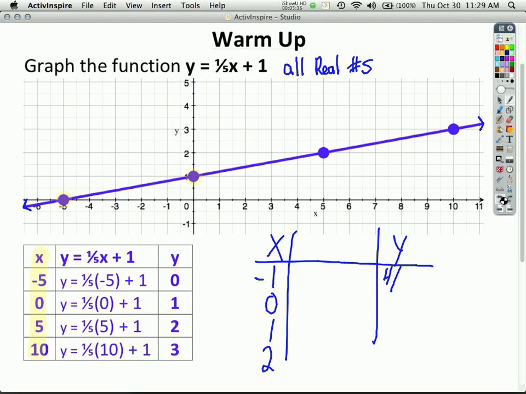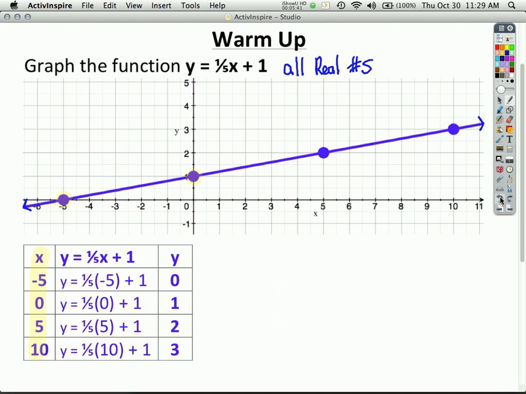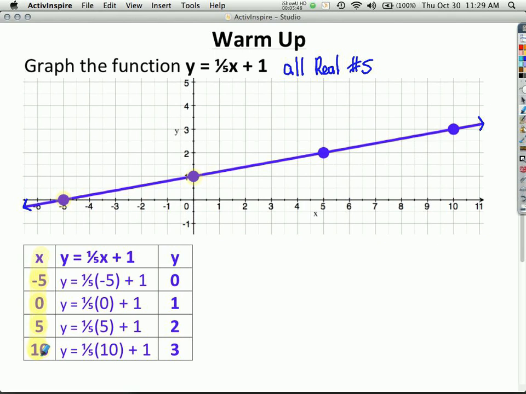So let's back up. Why did I choose -5, 0, 5, and 10? Why? Amir? The denominator of this fraction right here is 5. And so to counteract that, to balance it out so that I get nice, friendly outputs, we use multiples of 5 as our inputs, which will work out very nicely.